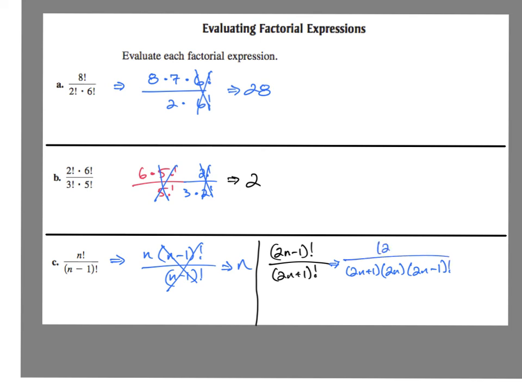Because now, what can I do with it? I can cancel them. However, what's left up top? A 1. It's got a placeholder. And so my answer would end up being 1 over 2n times 2n plus 1. I don't know. I just like to bring out the 2n first. I don't know why. Okay. And that would be our answer.